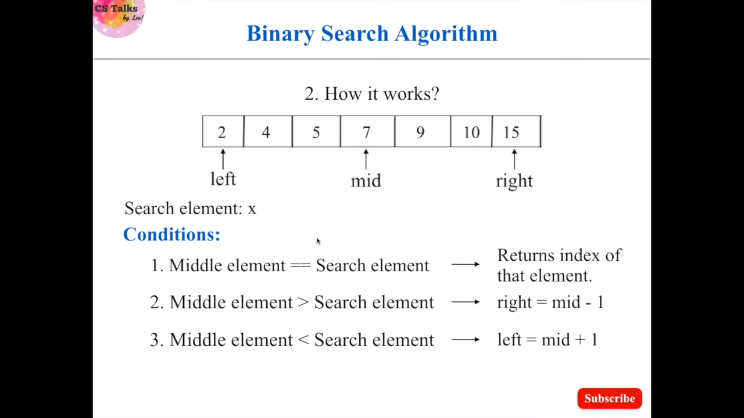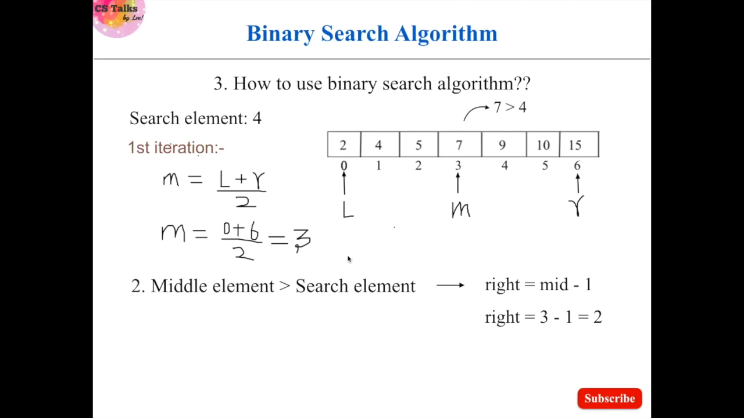Now, this middle element will be compared with the search element. If the middle element is equal to the search element, then the algorithm will return that index. If the middle element is greater than the search element, then it means the search element is available on the left side of this midpoint. So, this algorithm will move this right iterator to here, that is mid minus 1. If the middle element is less than the search element, then it means the search element is available on the right side of this midpoint. So, this algorithm will move this left iterator to here, that is mid plus 1.